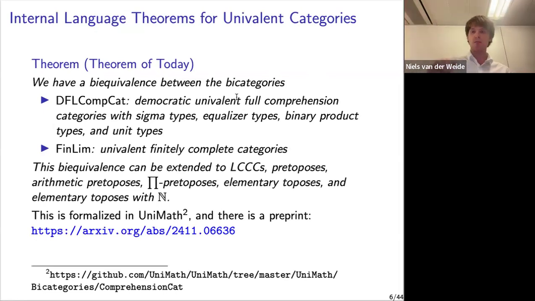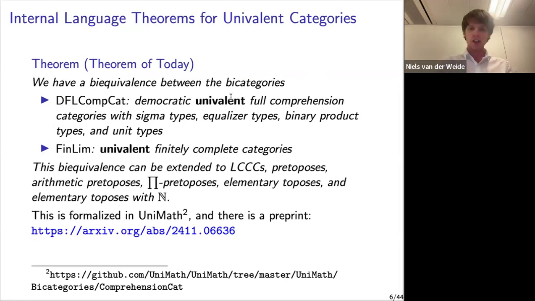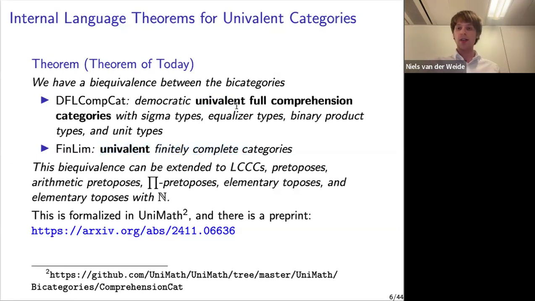So I take that theorem and I make several modifications. First, I add some adjectives. On the one hand, I require both of these bicategories to only involve univalent ones. So I look at univalent categories with finite limits, and I look at some kind of univalent notion of model. And the second deviation, this is where I truly deviate from Clairambault's and Dybjer's development, is that rather than using categories with families, I use comprehension categories. I will explain later why, but this is also one deviation from their theorem.